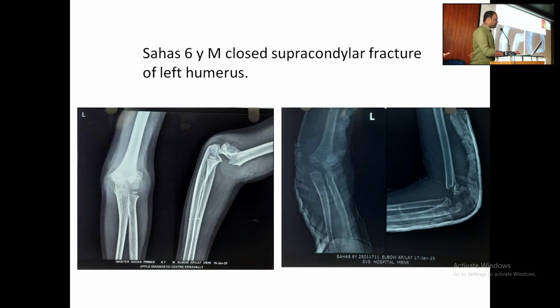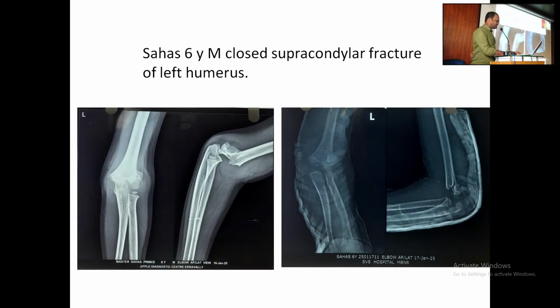Displaced. Fully displaced. Type 3, extension. When there is zero contact between the proximal and the distal fragment, it is 3B. Here there is contact.